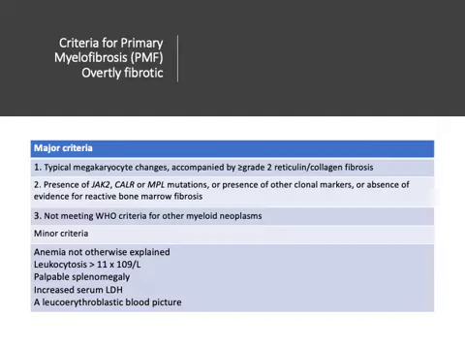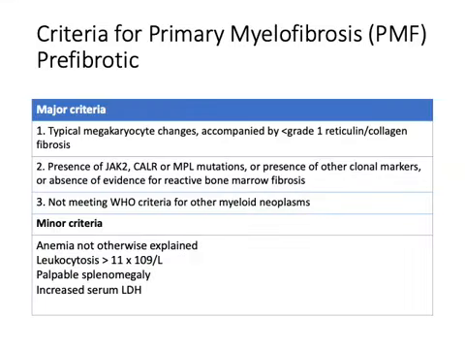The 2016 revision of the WHO classification of hematopoietic tumors has divided primary myelofibrosis into overtly fibrotic and prefibrotic. The criteria for diagnosing the overtly fibrotic is shown in this slide. This is the prefibrotic.